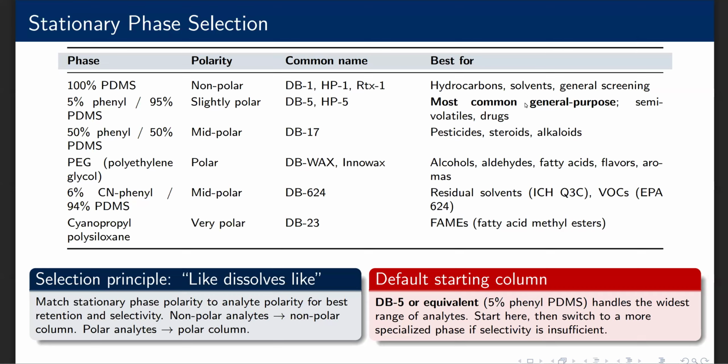The DB wax or equivalent PEG column is essential for flavor and aroma profiling in the food and beverage industry. Note that I have listed common trade names from multiple manufacturers. The same chemistry is available from all major vendors under different brand names.